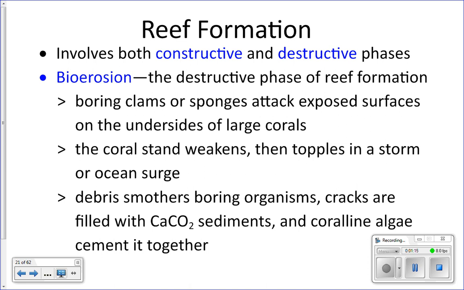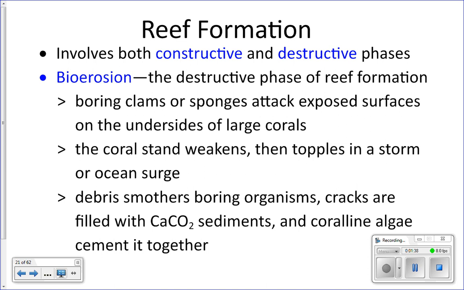Okay, you have the constructive phase, and then you have what's called the bioerosion phase. So it's basically to form a reef, you have to build it up, but you also need to tear it down. So reef formation goes through a process of tearing it down and building it up, then tearing it down and building it up. All right, so you've got bioerosion and the constructive phase. The first phase is the bioerosion phase.